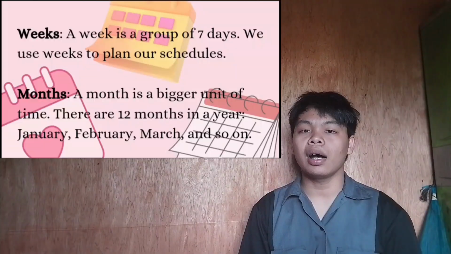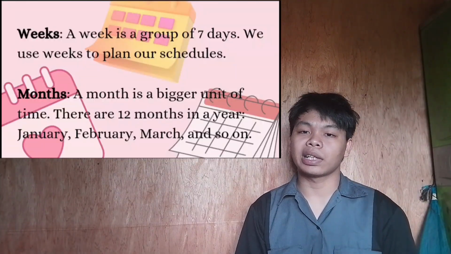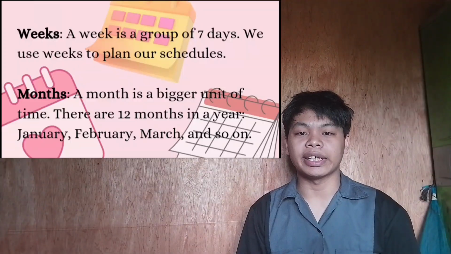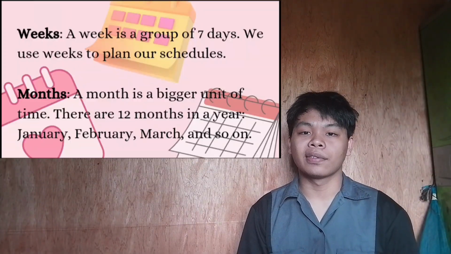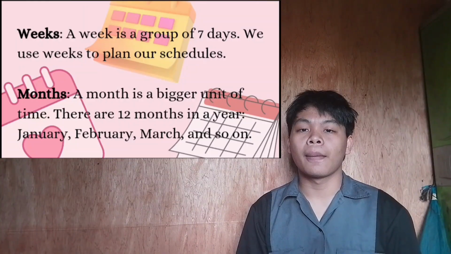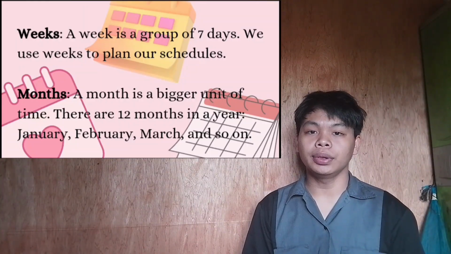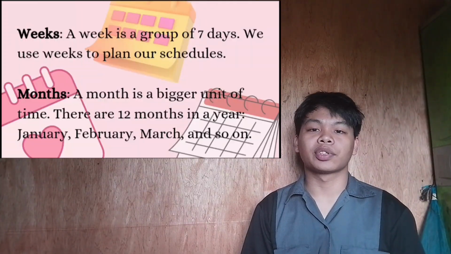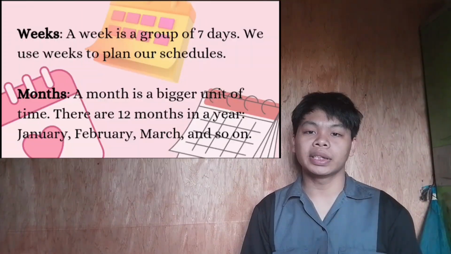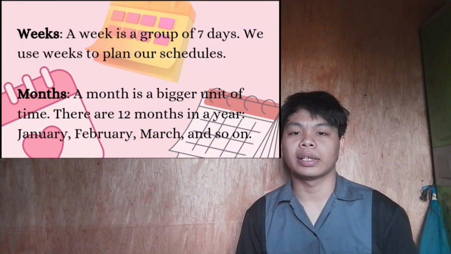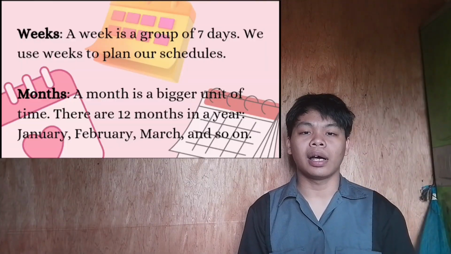And then next is the months. A month is a bigger unit of time. There are 12 months in a year: January, February, March, April, May, June, July, August, September, October, November, and December. Okay, so those are the 12 months in a year.